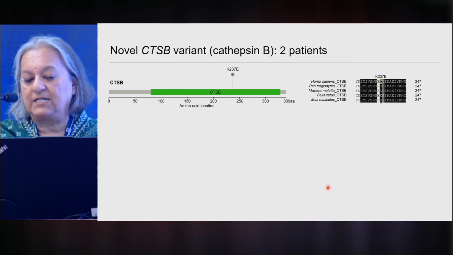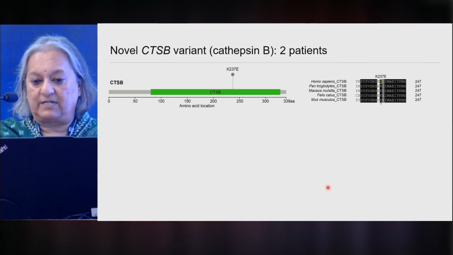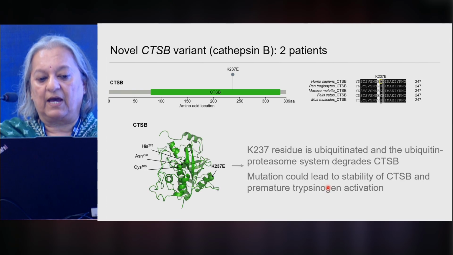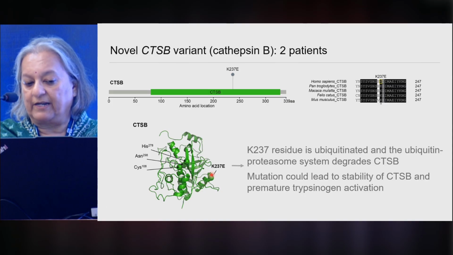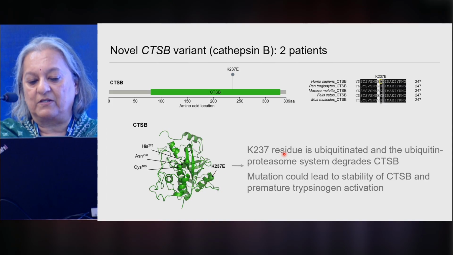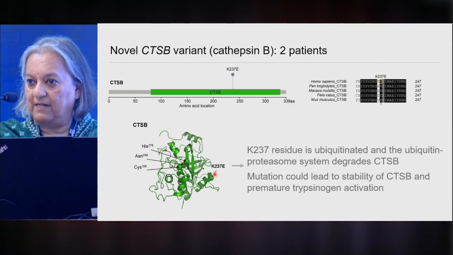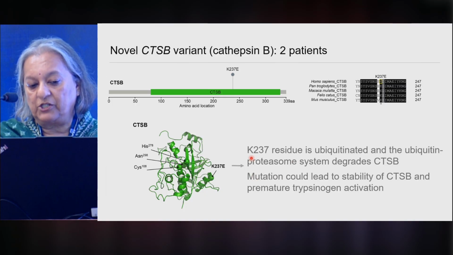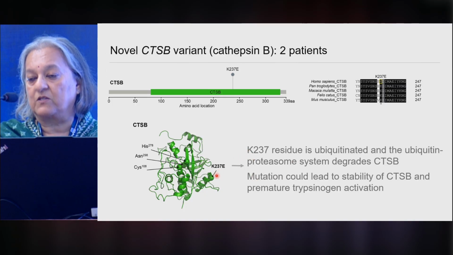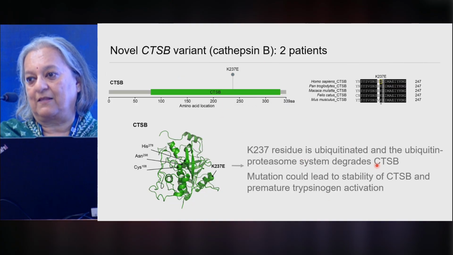And finally, a novel CTSB or cathepsin B variant. Identical variants were seen in two unrelated patients. Again, the residue is conserved, and if we look at the crystal structure of cathepsin B, this is where the variant lies. Now, this is a very interesting variant because this residue has been shown to be ubiquitinated in cells, and we know that ubiquitination results in protein degradation. So the mutation of lysine to a glutamate at this position would prevent the ubiquitination, thereby stabilizing cathepsin B in the cells.